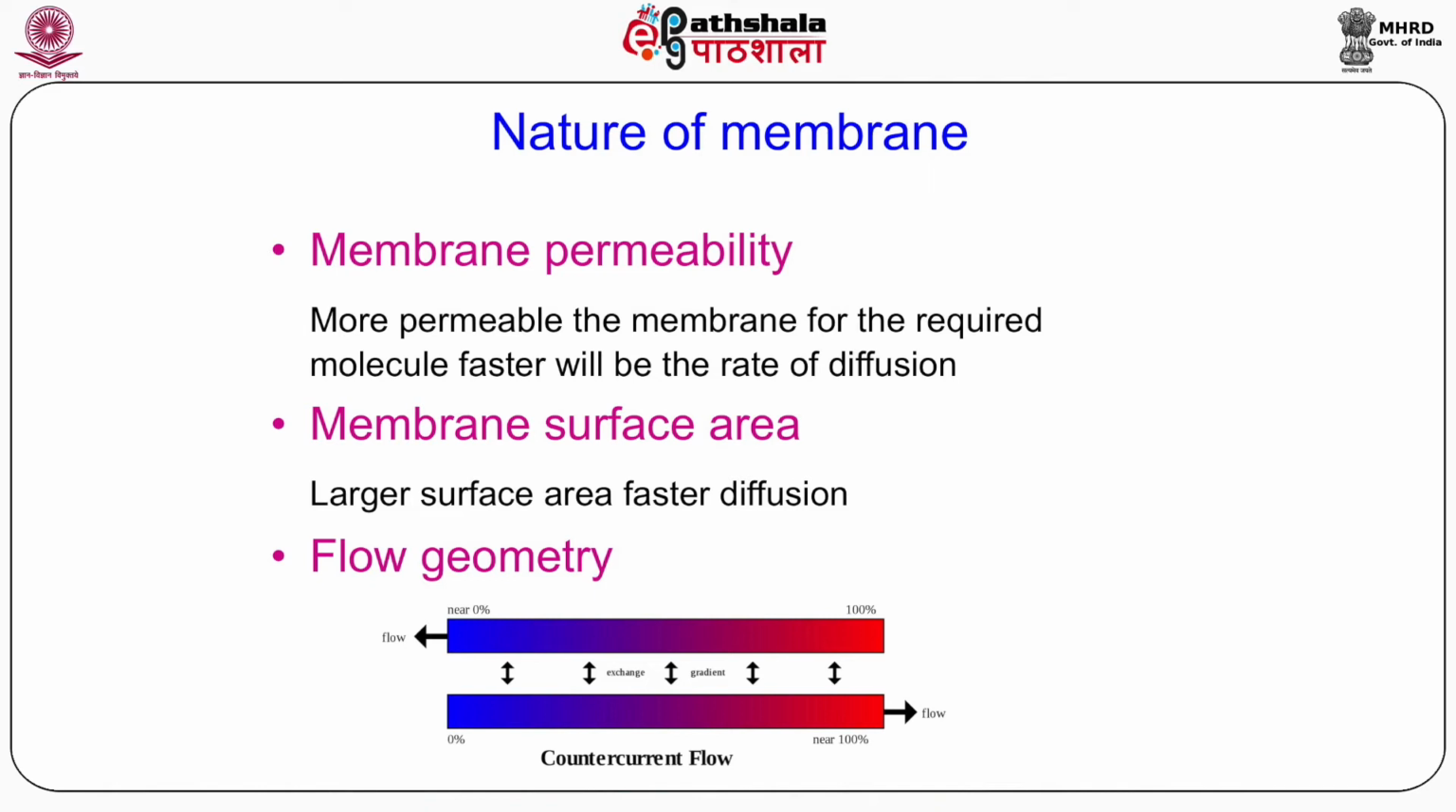To begin with, the membrane permeability determines the size of molecules which will be allowed to diffuse across the membrane, like we have already discussed, and the more permeable the membrane is, obviously the faster the rate of diffusion. The second thing is the surface area. Like we know, if we expose something to a higher surface area, what would happen? It will provide more area for the process of diffusion to occur, and hence the process of diffusion would be faster. The third thing is the flow geometry.